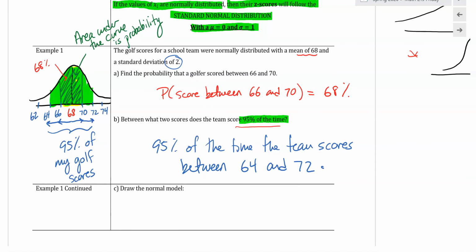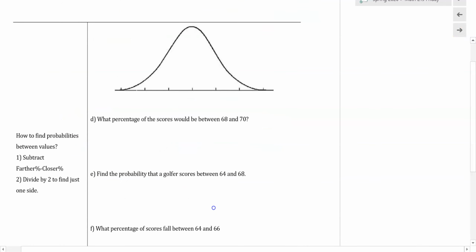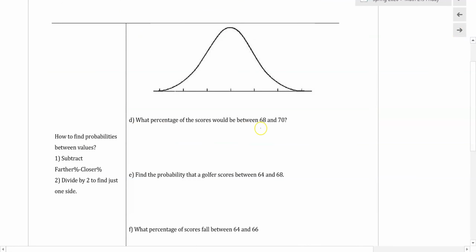Now I just noticed part C says draw the normal model. That's what I did there, I just did it off to the side. On the next page they've actually got a blank one for us, so let's put that there, because they're going to ask us some more questions, and personally I think these questions are easier to do by making a little sketch. So they've given us a generic normal curve.